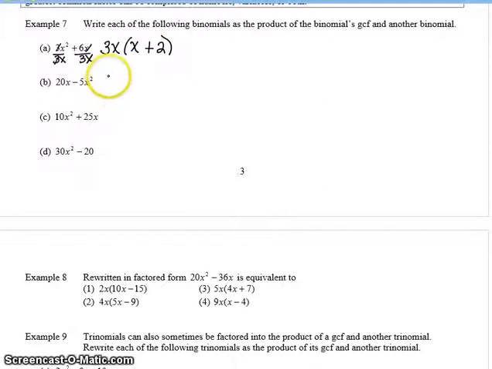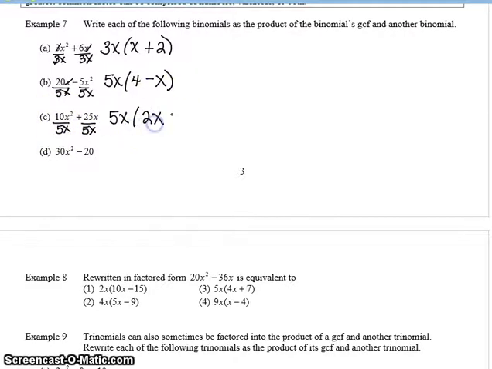All right, part B here. I can divide out a 5 and an x from both of them. Okay, so over 5x, over 5x. X's cancel. I'm left with 4 minus x. Part C. 10 and 25, I can only take out a 5. X squared and x, I can only take out an x. So my GCF is 5x again. So 10 divided by 5 is 2. X squared divided by x is x. Carry the plus. X's are gone, and 25 divided by 5 is 5.